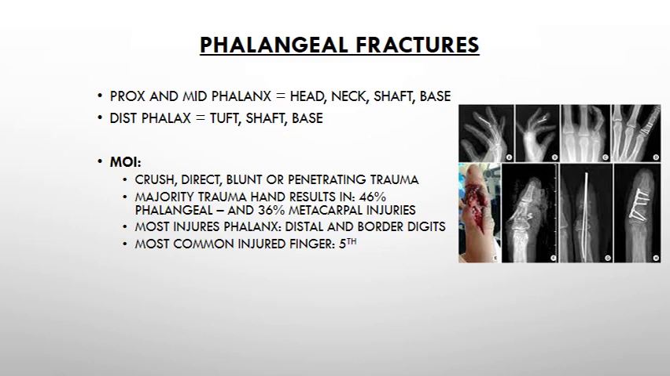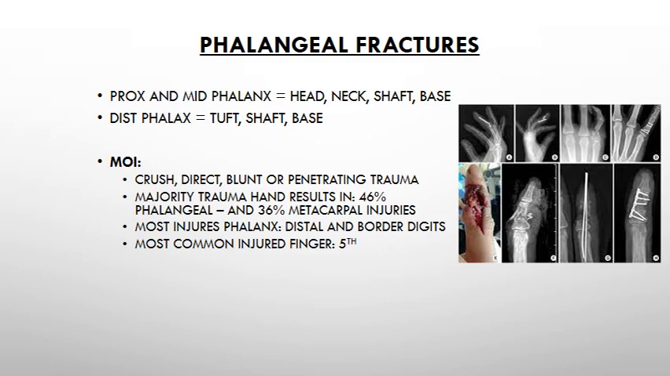The mechanism of injury when sustaining a phalangeal fracture can be a crush, like somebody stepping on a foot in a rugby match with a rugby shoe, or direct pressure, blunt or penetrating trauma, like a car door slamming on a finger, or a hammer, trying to hit a nail and they miss and they hit a fingertip.